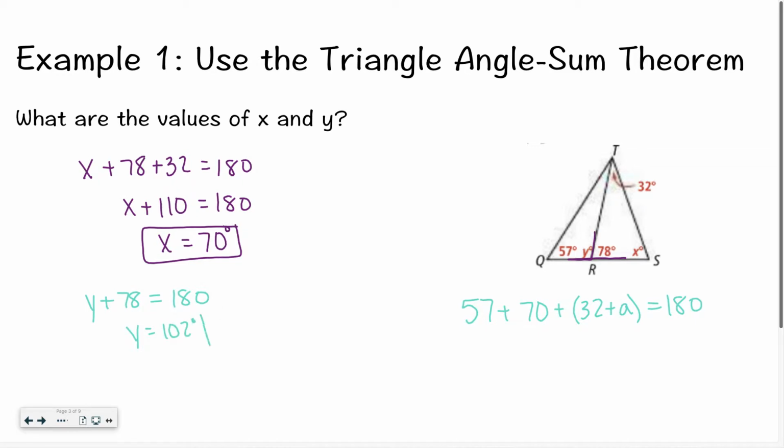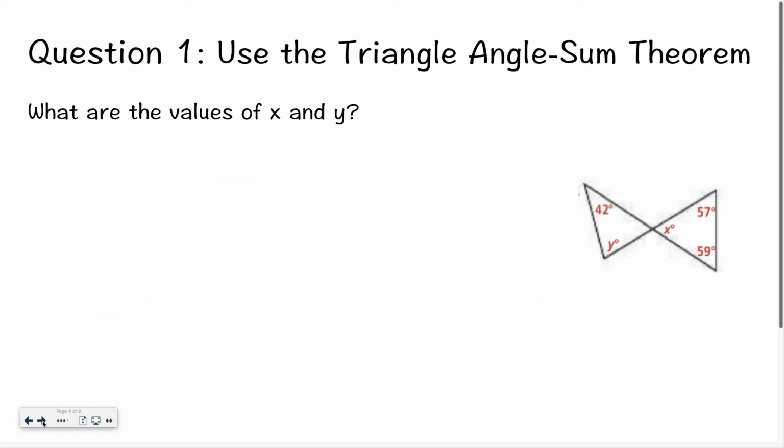Both of these ways are acceptable. You can solve it either the way that I just did where I got the 102, or you could finish solving here and then do the 57 plus y plus whatever A is and set it equal to 180. Either of those ways, I'm okay with. It's all about you using information that you know. All right, go ahead and use the triangle angle sum theorem to find the values of x and y. Good luck.